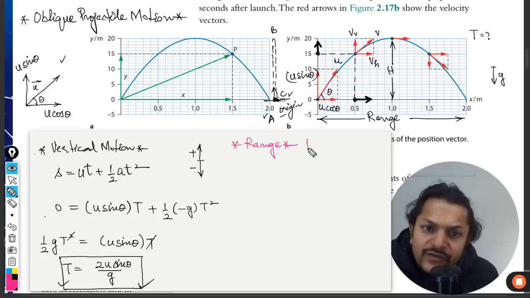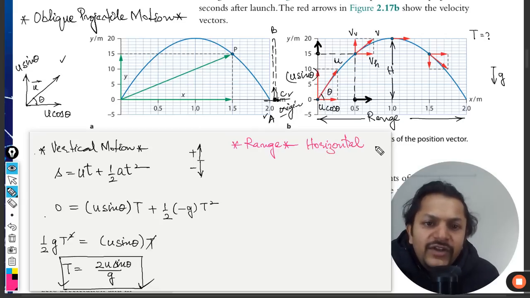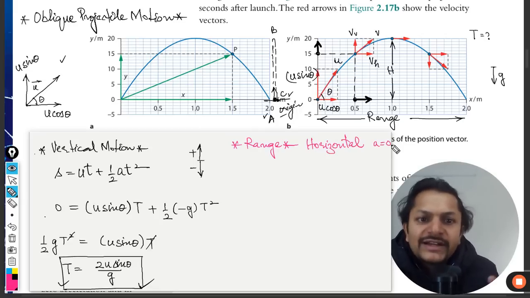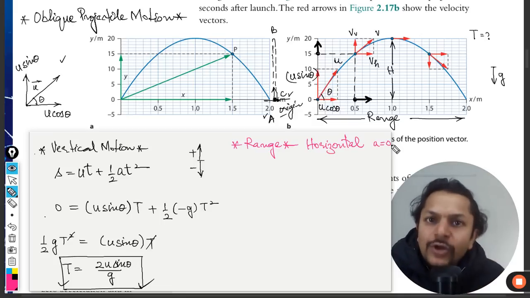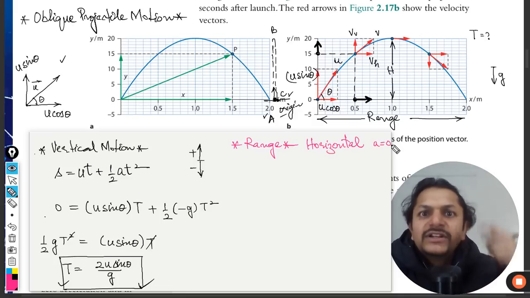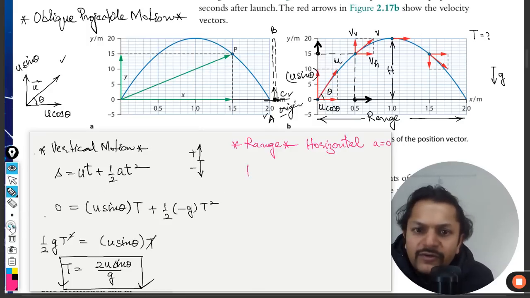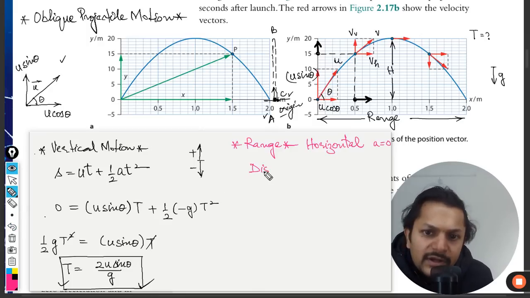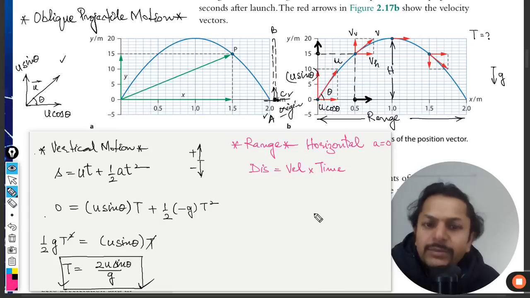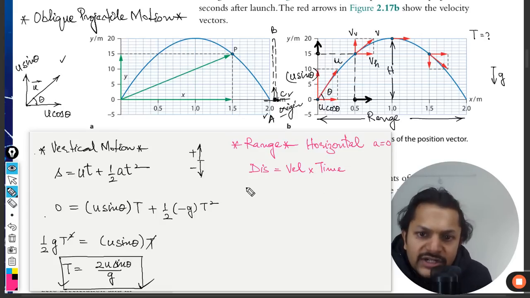So for the range, we would be concentrating on the horizontal motion, and we know that the acceleration in the horizontal direction is 0. So the velocity is not changing, the magnitude is the same, even the direction is the same. So the range will be equal to, we can just say, distance is equal to velocity multiplied by time. So the distance will be taken as the range.